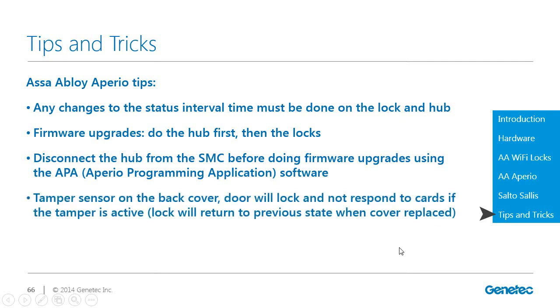Now, one other thing to note about the Aperio locks is that there's a tamper sensor on the battery cover. So if you remove the battery cover, the tamper will be activated and the door will lock and not respond to cards. Once the cover has been replaced and the tamper event resolved, the lock will go back to its previous state.